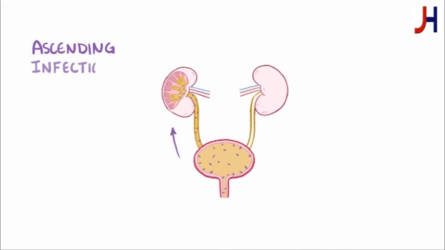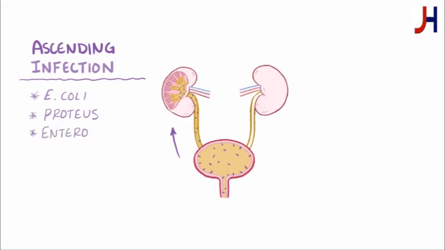So, for ascending infections that cause acute pyelonephritis, the most common organisms are E. coli, Proteus species, and Enterobacter species, all of which are commonly found in the bowel flora.